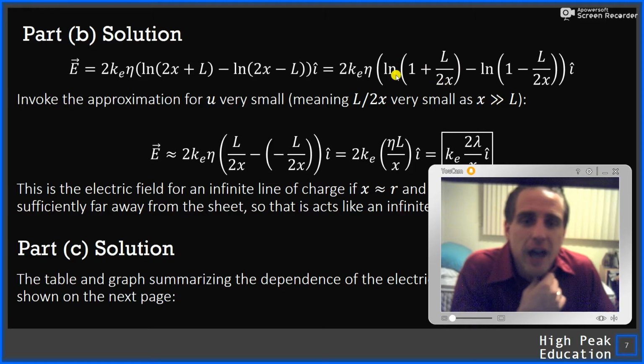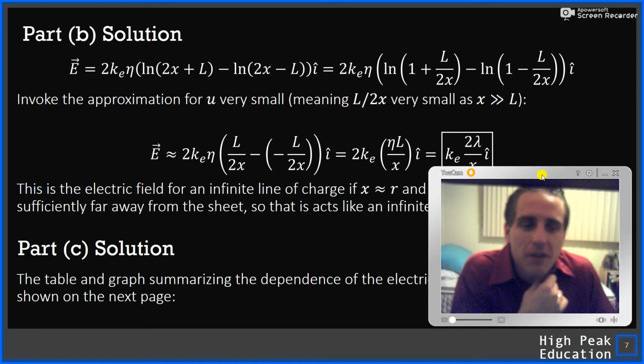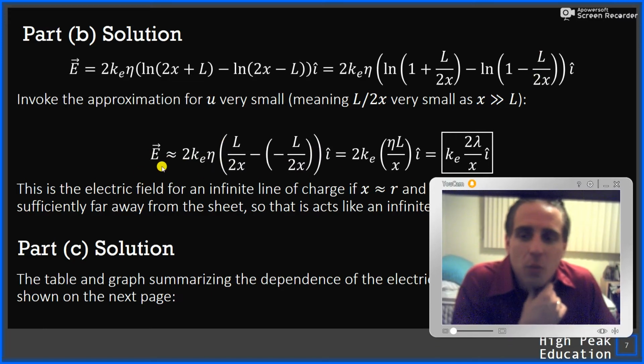So basically, ln of 1 plus L over 2x will approach L over 2x. And then likewise, this second term will approach minus L over 2x. And the idea is that that's the approximate value of the electric field when x is very large. Minus minus, of course, makes positive. Common denominator, you add 2L over 2x, but then that's just L over x.